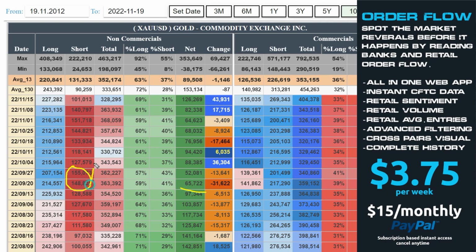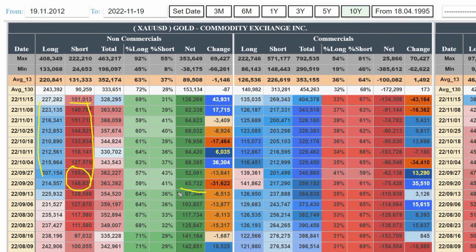Since then, they're closing their shorts. They closed from 155 to 100K, so a 50K drop in the short positions. We can see that with the longs, from 207 to 227, right? So overall, it's a 70K change in the net, from 65 to 126. What we can see on the other side is that the commercials are starting to hedge, right? So minus 134 against 126.